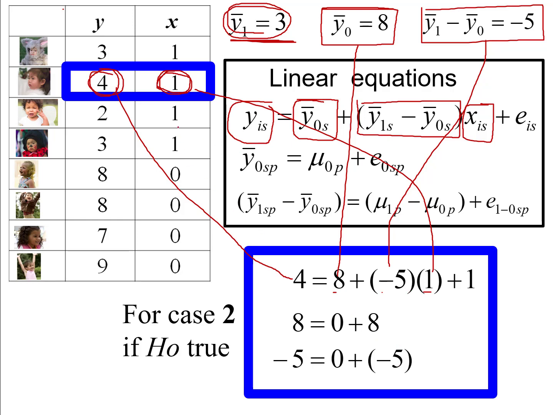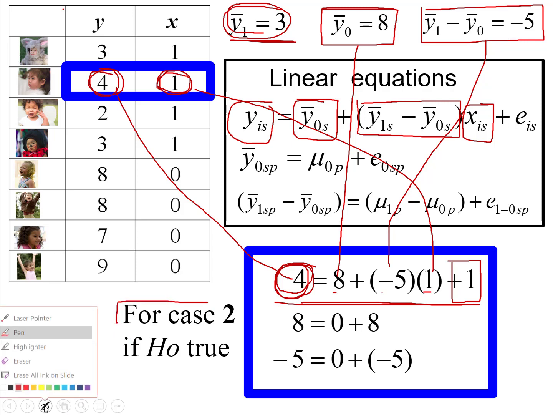So if we predict her score to be a 3, and she actually got a 4, she is 1 unit higher than what we predicted. Therefore, the error for her, she is 1 unit higher than predicted, so her error is going to be plus 1. And so that's the equation with the numbers plugged in for case 2.